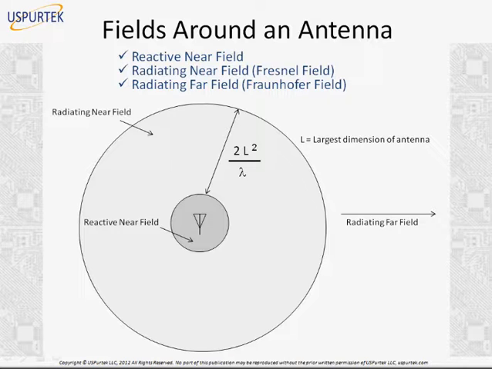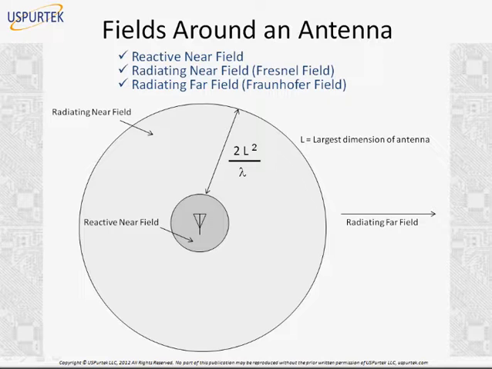Now beyond this reactive near field, you have what is called the Fresnel field or the radiating near field. That is given by a mathematical expression, which you see on the slide: 2L squared divided by lambda. L is the largest dimension of the antenna, like if you have a half wave dipole, which is half a wavelength long, you put in that dimension. And lambda is the wavelength at the center frequency at which you are transmitting the signal. Beyond the radiating near field, we have the radiating far field, or the Fraunhofer field.